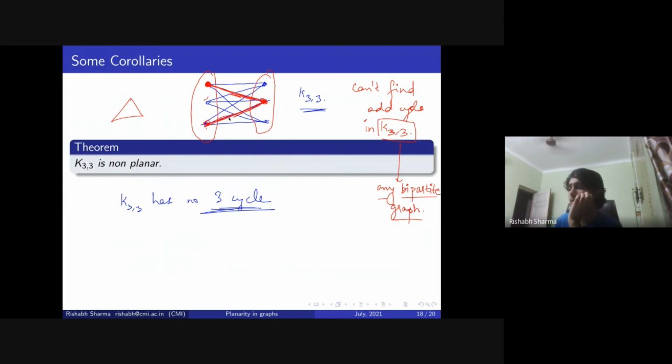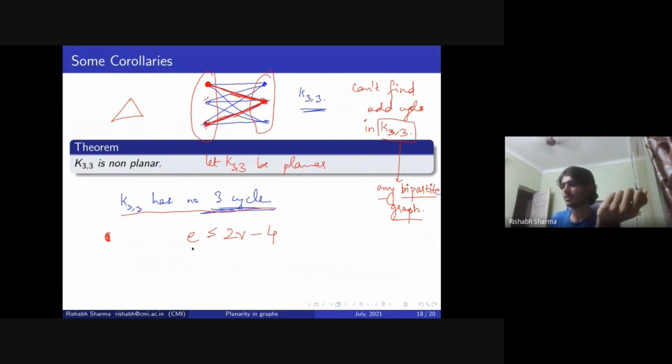So how do we use our previous lemma for this? Suppose that K33 is planar. Let K33 be planar. Then we know that K33 has no 3 cycle, and hence it satisfies the conditions for the previous lemma. And so you can say that the number of edges in K33 is at most 2v minus 4.